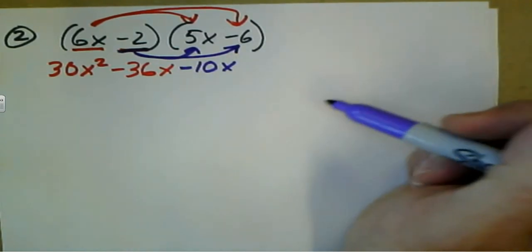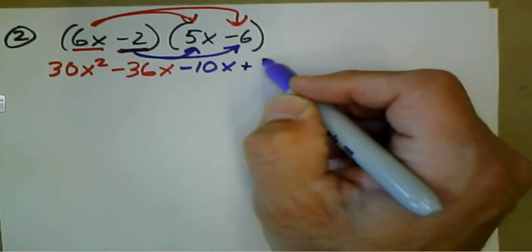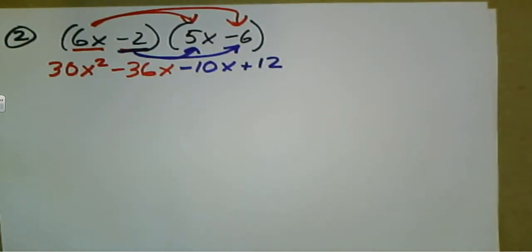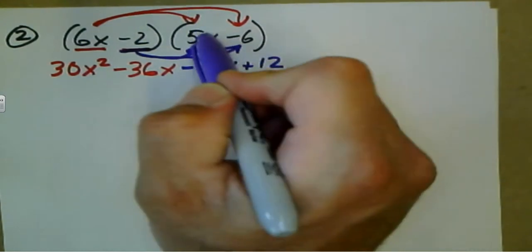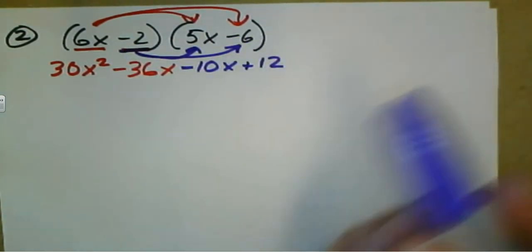-2 times -6. Make sure you take the negatives. 12. Make sure you put plus 12 because it's positive 12. So I took the 6x times the 5x, the 6x times the -6. Then I took the -2 times the 5 and the -2 times the -6.